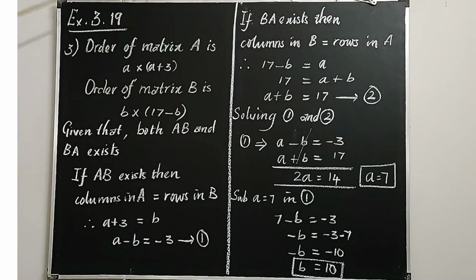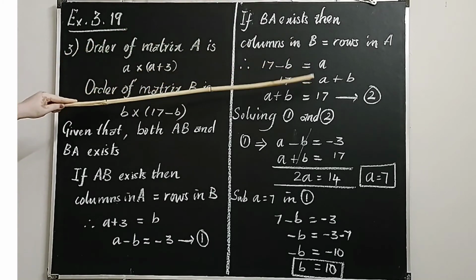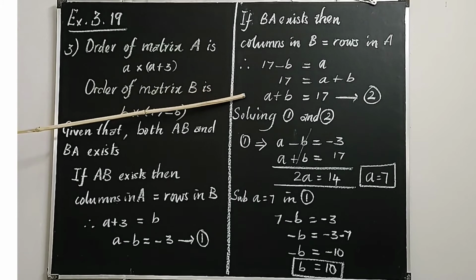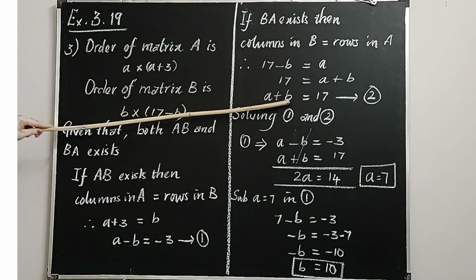Then if BA exists, BA is also possible, then columns in B is equal to rows in A. What is columns in B? 17 minus B. What is rows in A? A. So therefore 17 minus B is equal to A. So take minus B to that side, that is plus B. 17 is equal to A plus B. We usually write the variables on the LHS, so change it as A plus B is equal to 17. That is the second equation.